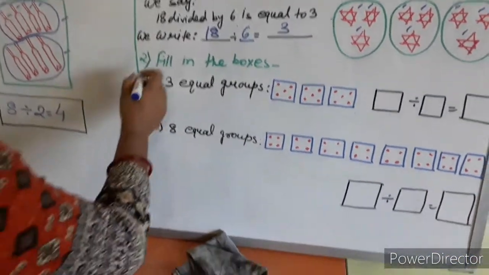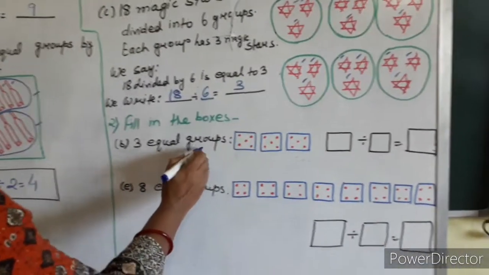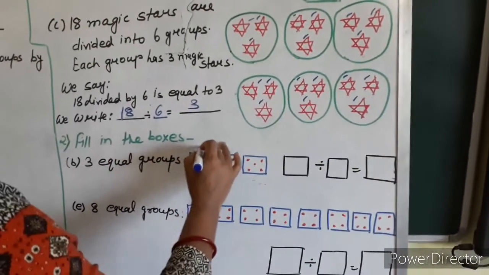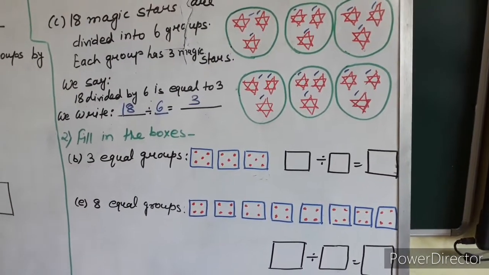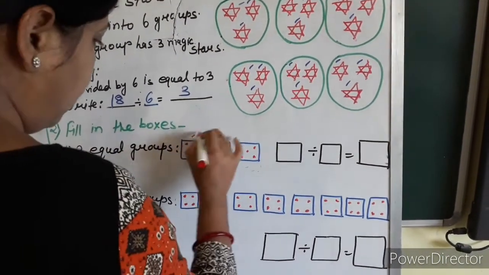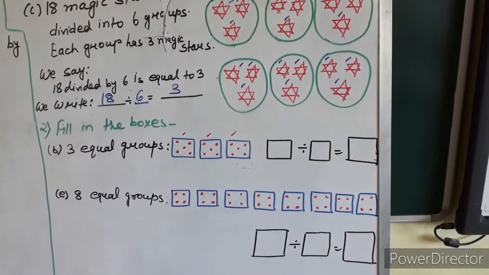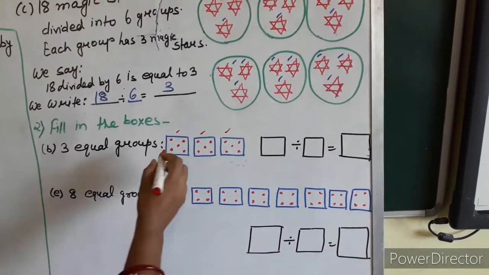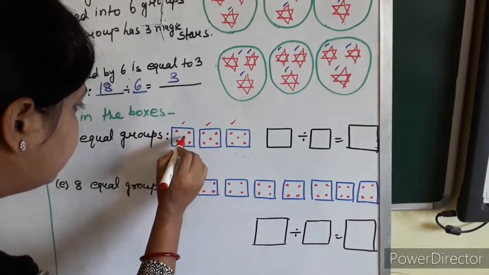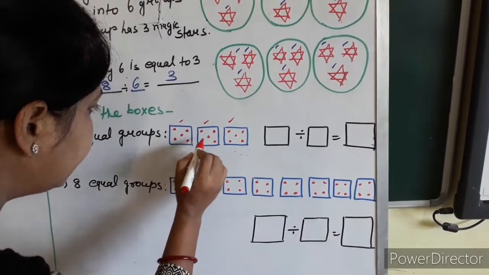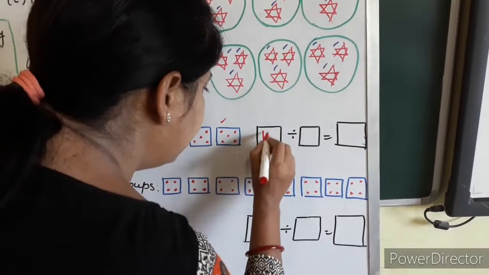Then number 2 question. Fill in the boxes. Here there are 3 equal groups. How many groups are there? 1, 2, 3. 3 equal groups are there. So in each group, how many? Some dots are there. How many dots are there? 1, 2, 3, 4, 5, 6, 7, 8, 9, 10, 11, 12, 13, 14, 15. So we will write here 15.